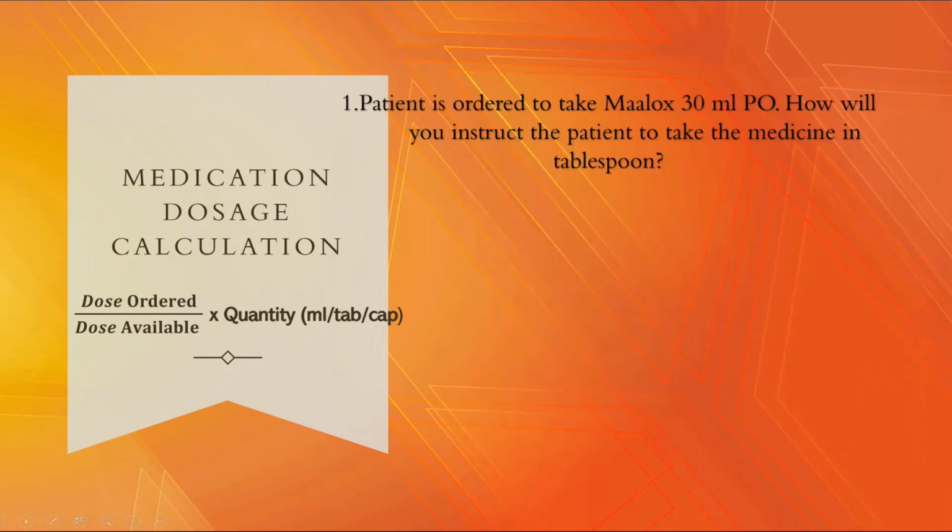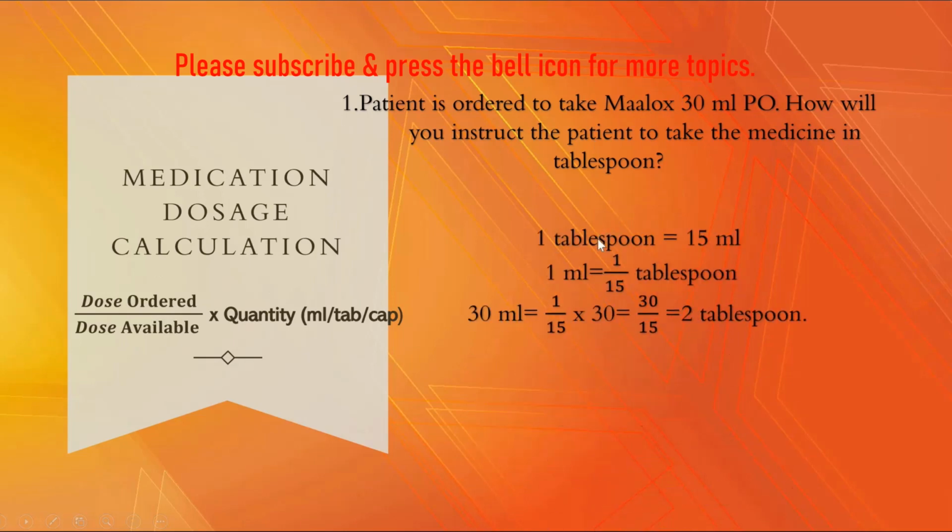Now let's see the first question. A patient is ordered to take Maalox 30 ml PO, that is by mouth. How will you instruct the patient to take the medicine in tablespoon? So the ordered dose is 30 ml and you have to convert this to tablespoon. You don't have to use the formula. Instead, you should be familiar with how much is milliliter and tablespoon. So, you know from the previous units of measurement, 1 tablespoon is 15 ml.